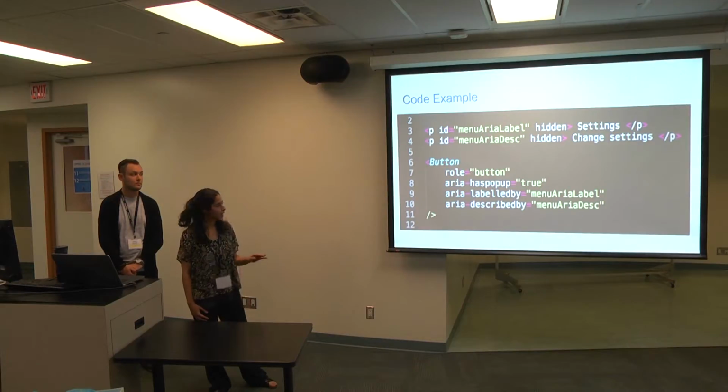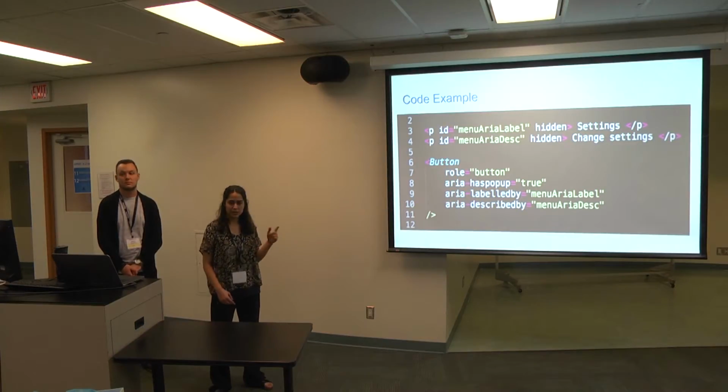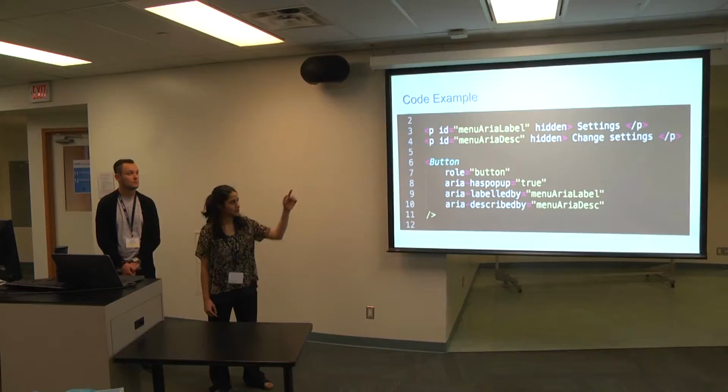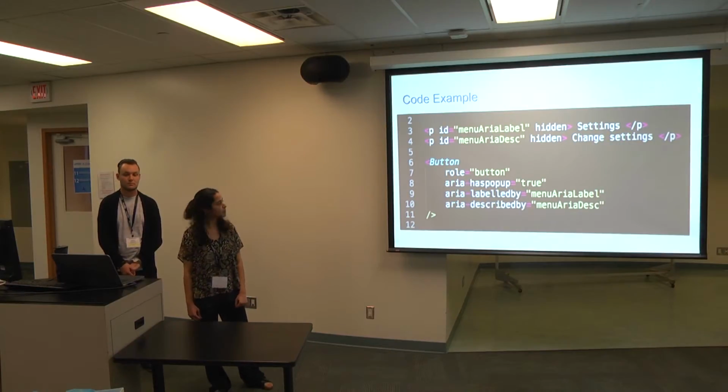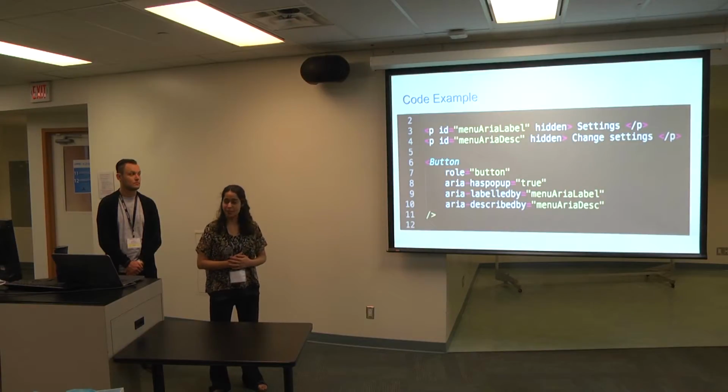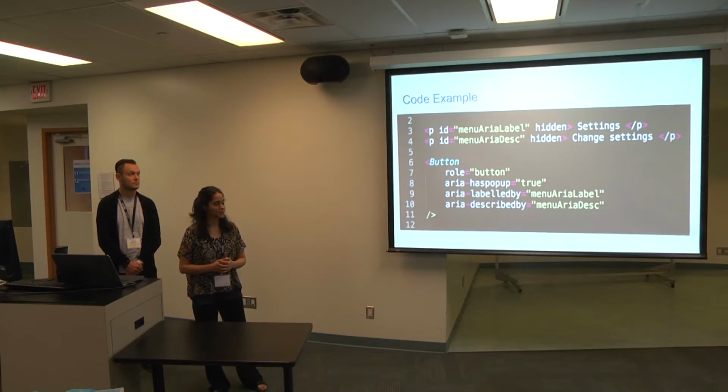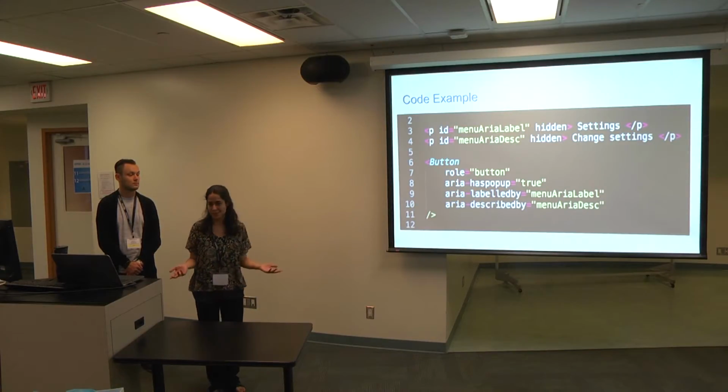If you notice, their values, for example, menu ARIA label, match the values of the P tags, which are paragraph tags, at the top there. This is basically saying to the screen reader, once the user gets to this button, read out the text in those two paragraph tags. You might notice that there's an attribute hidden on those paragraph tags as well. This says don't actually show this to the user that's viewing the screen, only make it accessible to the assistive device. So in this case, when the user gets to this button, they'll hear settings button, change settings. Now they know what they can do with this element and what it is.